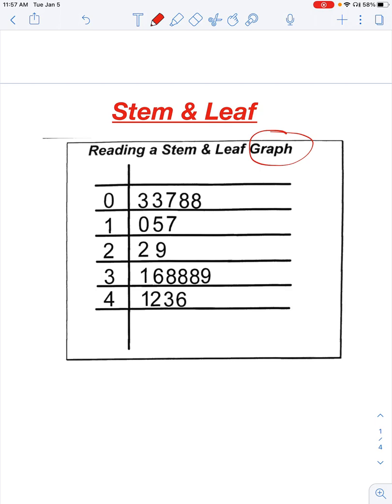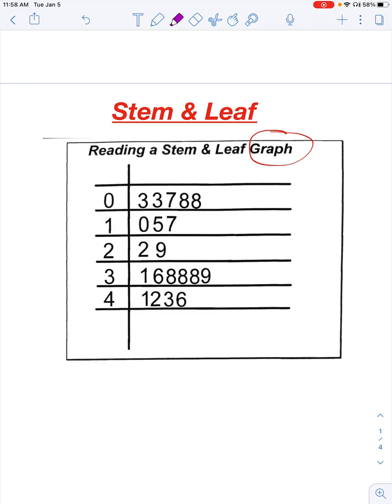The stem and leaf graph is basically a graphic organizer. What it does is it takes your numbers and already has them listed in order from smallest to largest. If you have to create a stem and leaf graph, then that's basically what you're doing. You're going to take your numbers, put them in order from smallest to largest, and create the table like what you see here.